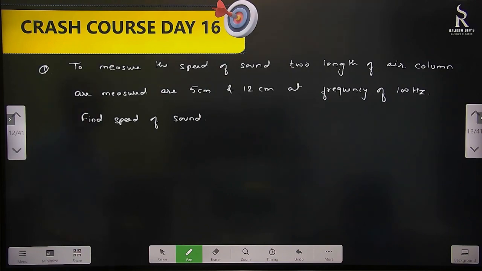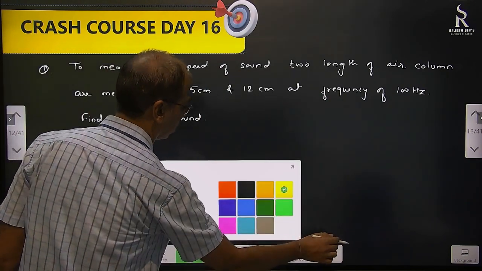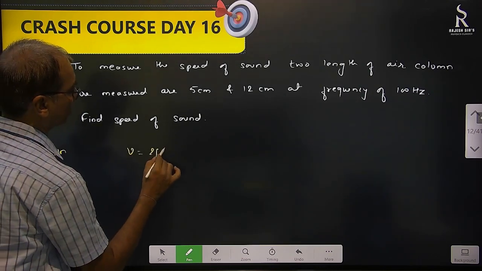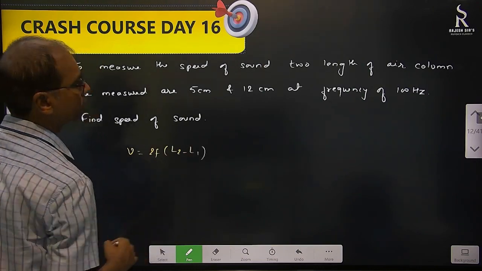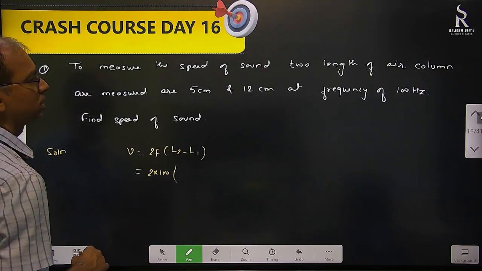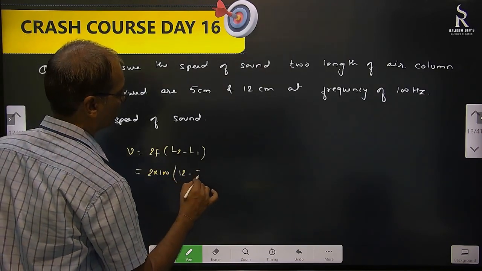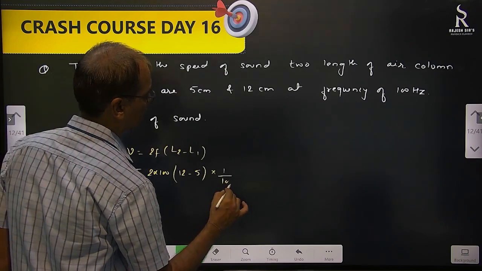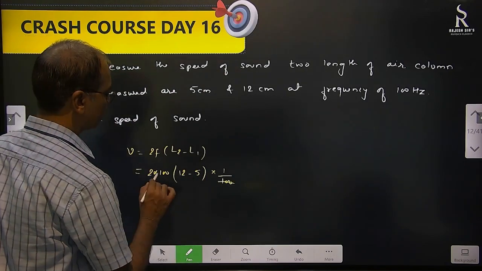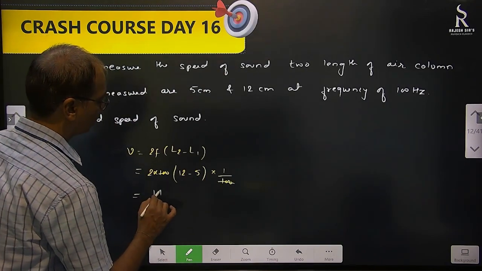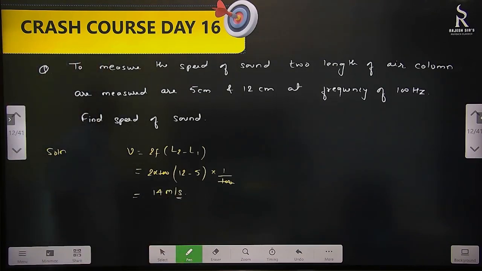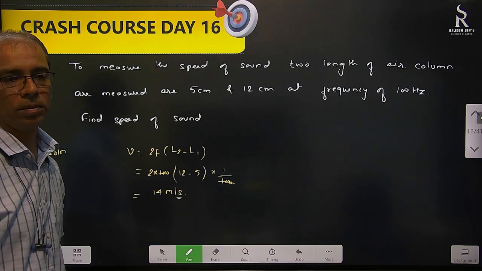What we have to do, if you remember that this is actually resonance column, then we can solve it very easily. You can say V equal to 2F into L2 minus L1. So 2F means 2 into 100. L2 minus L1 means 12 minus 5 into 1 by 100, because these are in centimeters. So 100 and 100 get cancelled. This is 7 into 2, 14. So 14 meter per second. Like this, we will be getting the answer when we are talking about resonance column.